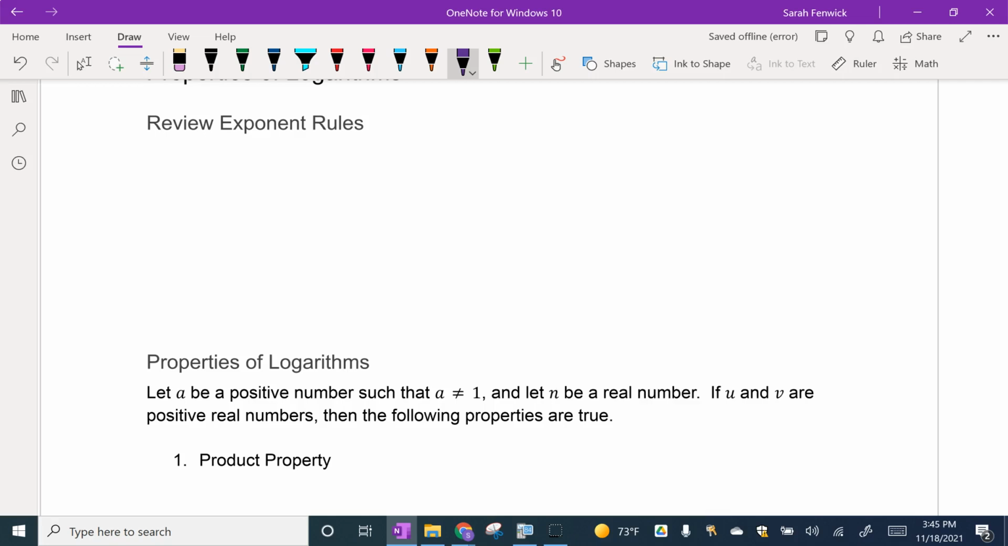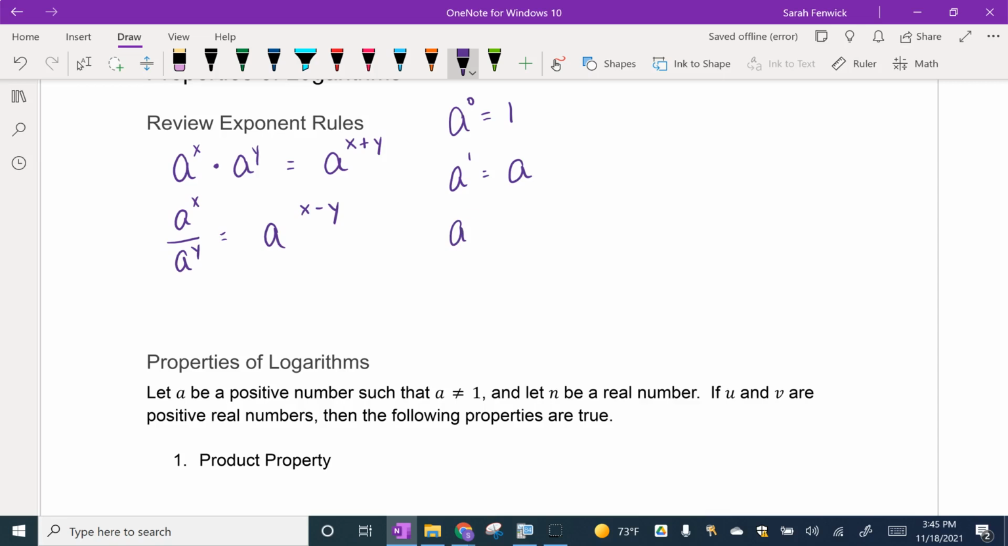So I want to remind you that if I have a to the x times a to the y, it equals a to the x plus y. If I have a to the x divided by a to the y, then it's a to the x minus y. Quick reminder, we've already used these, but anything to the 0 power is 1. Anything to the 1 power is itself.